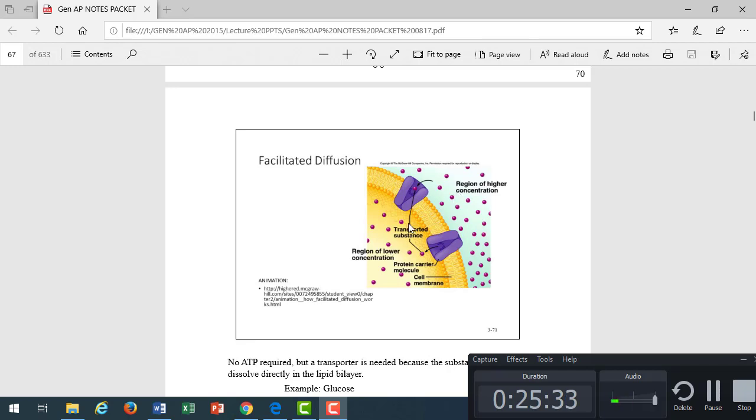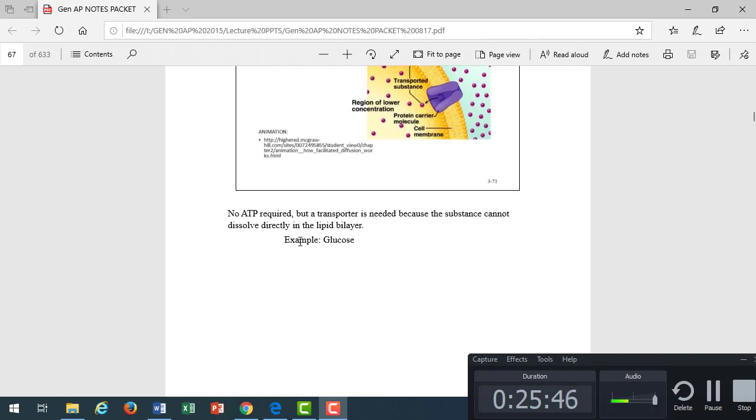And this is a common way that glucose enters our cells, is by facilitated diffusion, because glucose can't get in, right? Because it can't dissolve in that fatty core. It's water soluble, so it needs a protein transporter. So again, highlight that. Glucose, that's the most common way that our sugar enters our cells, is facilitated diffusion. Does not require energy, but it does require this purple thing, which is a protein.